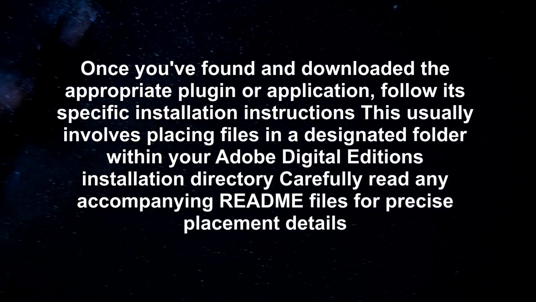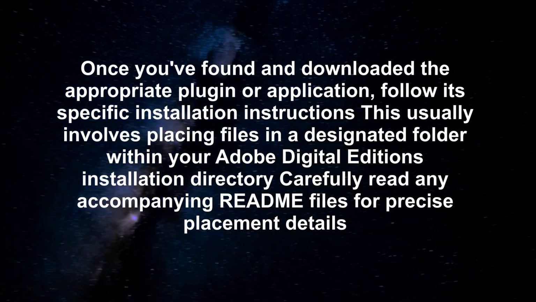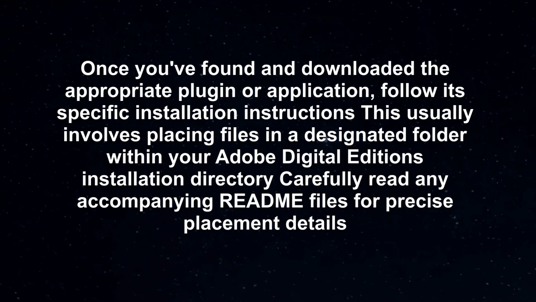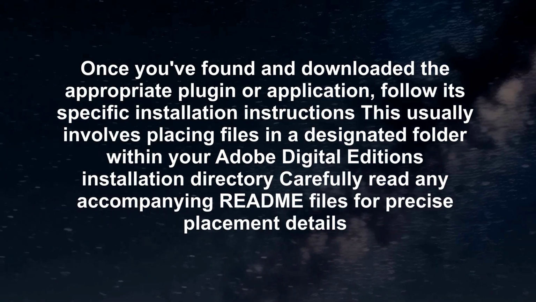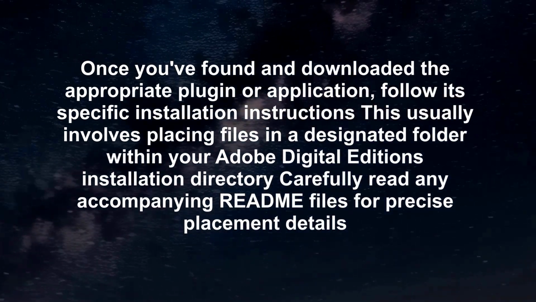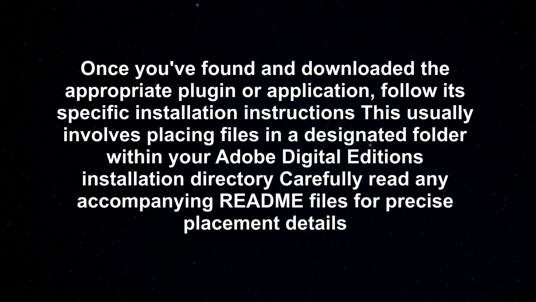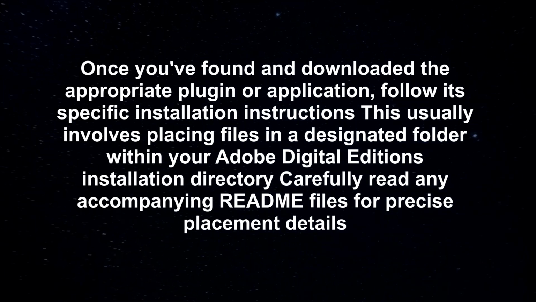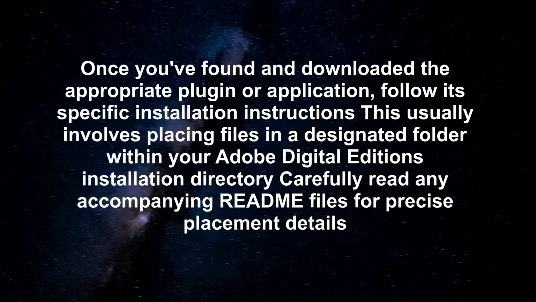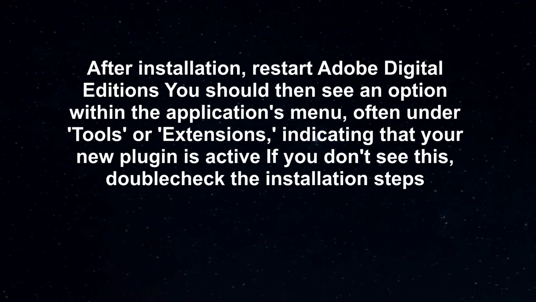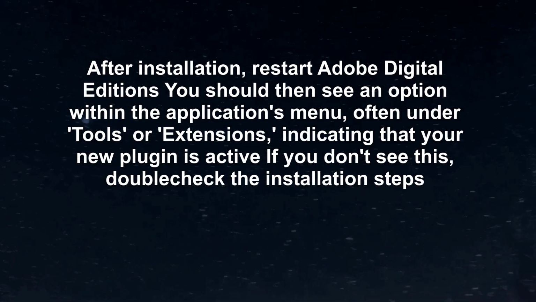Once you've found and downloaded the appropriate plugin or application, follow its specific installation instructions. This usually involves placing files in a designated folder within your Adobe Digital Editions installation directory. Carefully read any accompanying README files for precise placement details. After installation, restart Adobe Digital Editions.